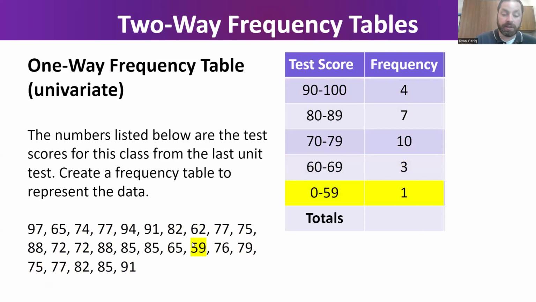So how many people took the test? Well, we can count them up, or we could add these numbers up. They add to 25. So that's a one-way frequency table. We can get something out of that.